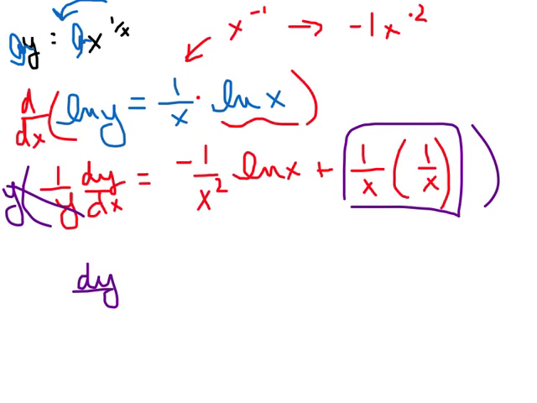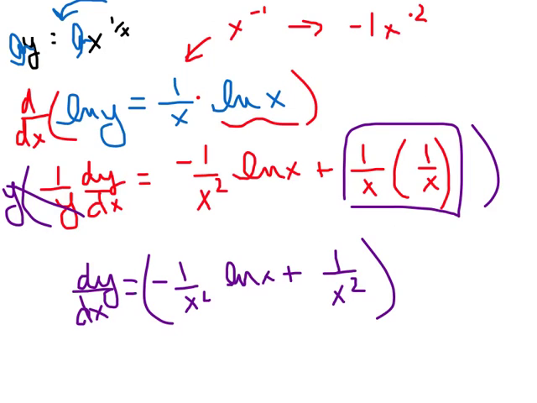So in my last step I have dy dx equals negative 1 over x squared ln x plus 1 over x squared, and that's all times y, and y was x to the 1 over x. Maybe I could simplify this a little bit more.